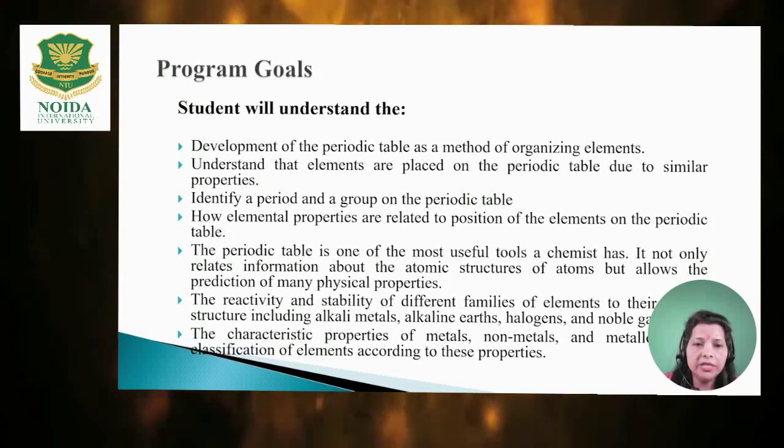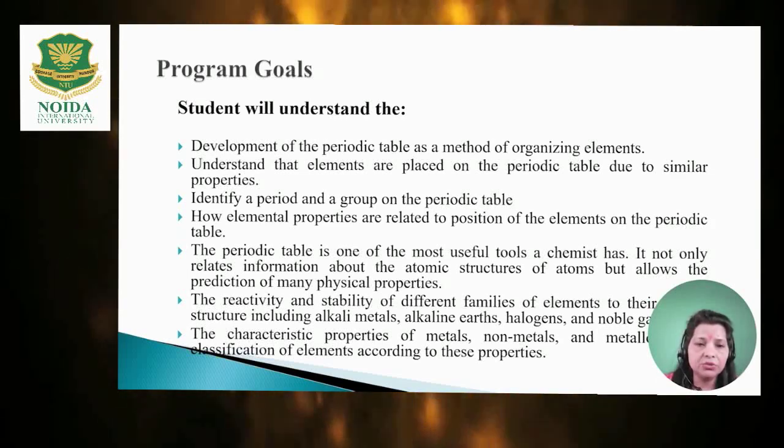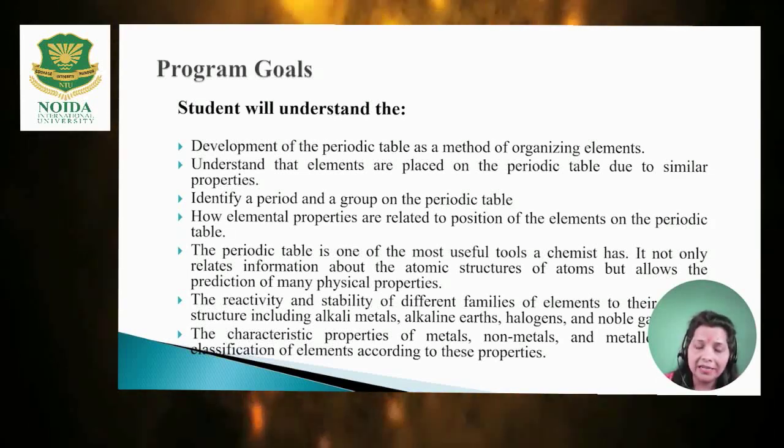It not only relates information about the atomic structure of atoms, but it also allows the prediction of many physical properties, the reactivity and stability of different families of the elements to their structure, including alkali metals, alkaline earth metals, halogens and noble gases, etc. It also covers the characteristic properties of metals, non-metals and metalloids, and the classification of elements according to these properties.